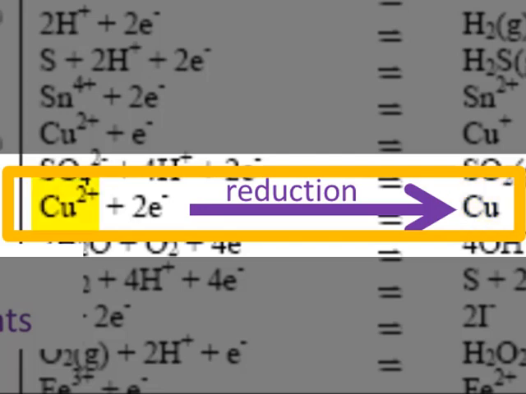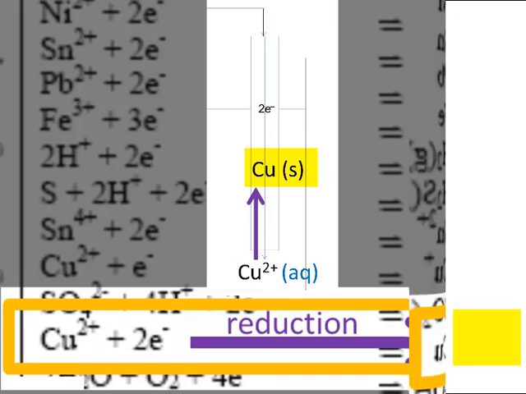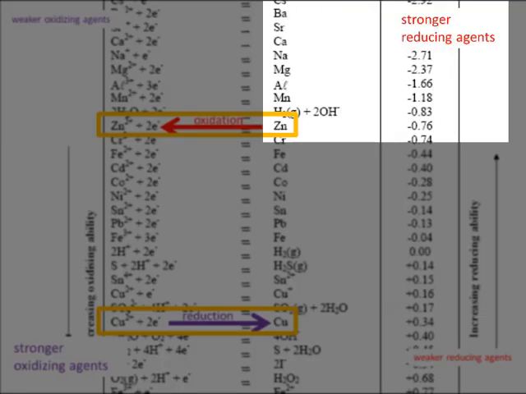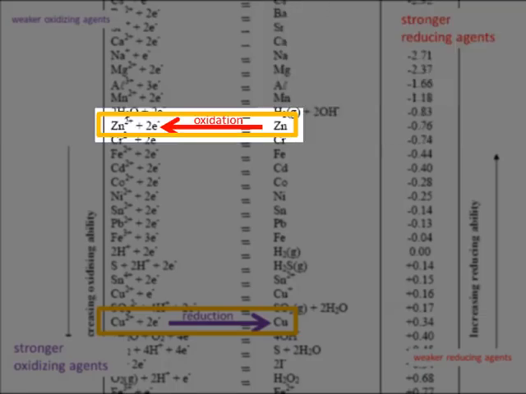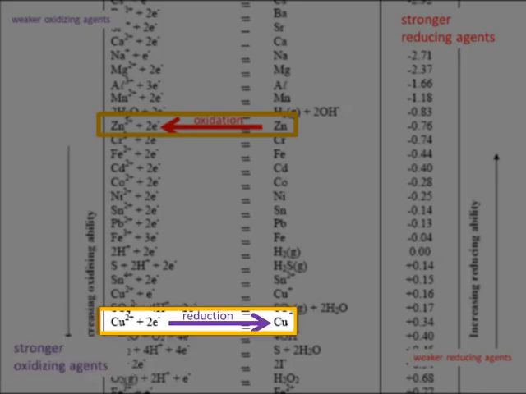How can copper ions be reduced to copper atoms? Well, they have to absorb electrons, and by absorbing electrons they change from copper ions to copper atoms. So zinc is the strongest reducing agent present, so it is oxidized. Copper ions are the stronger oxidizing agent of those present, and so the copper ions are reduced.